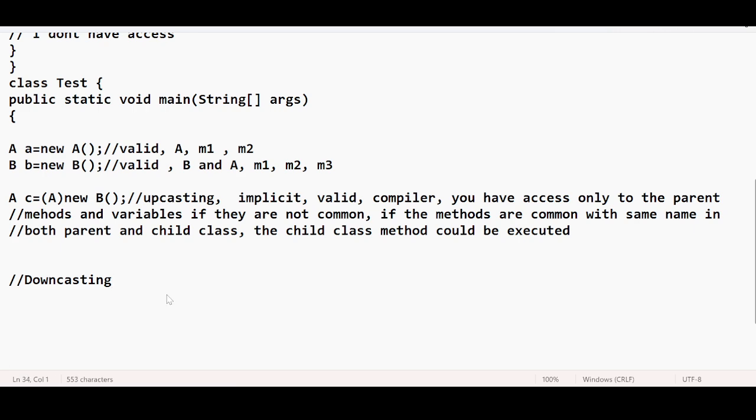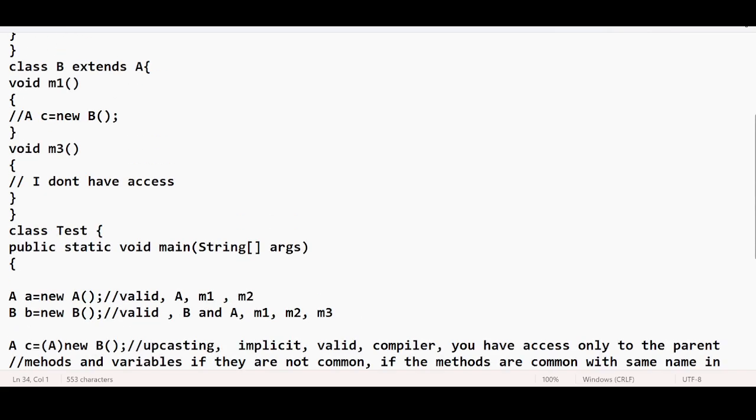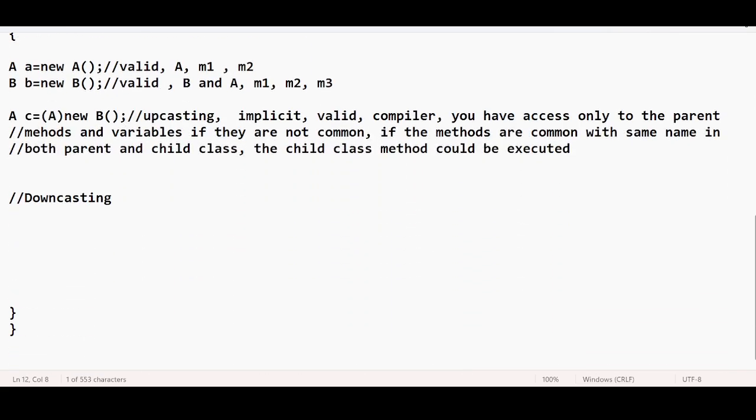Downcasting is nothing but when I use the child class reference variable. What is the name of the child class? B. When I use the child class reference variable, B obj, or I can say that when I assign the value of the parent class object to the child class reference variable.